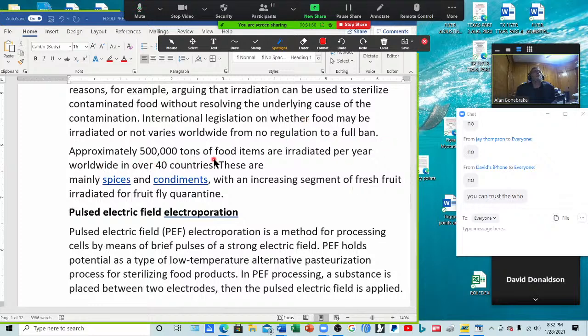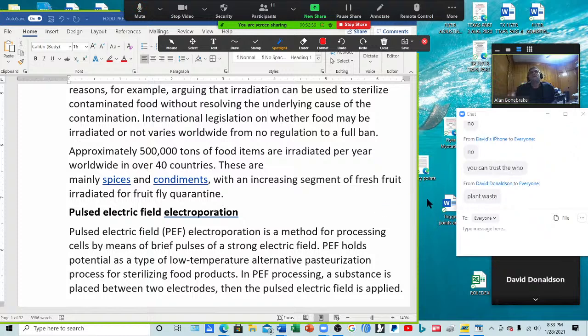Approximately 500 million tons of food items are irradiated per year worldwide in over 40 countries. These are mainly spices and condiments. Ooh, spices and condiments, which we probably all use, with an increasing segment of fresh fruit irradiated by fruit fly quarantine. How many of you know where the irradiation comes from for this food irradiation? Wild guess. Let's see it in the text box over here. Wild guess. Where do they get the irradiation to irradiate the food? Any guesses? I'm not seeing any guesses here.